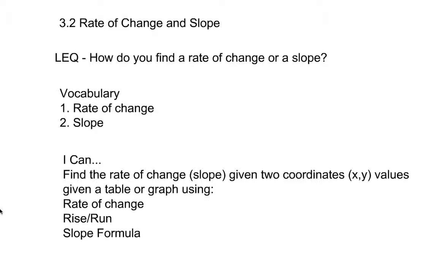By the end of this lesson, you should be able to find the rate of change or slope given 2 coordinates, which will be in the form of x and y, given a table or graph using the rate of change, rise over run, or the slope formula. You will be summarizing this lesson in a foldable at the end of the 2-day lesson, so please make sure that you are aware of all 3 forms by watching each of the videos. All right, here we go.